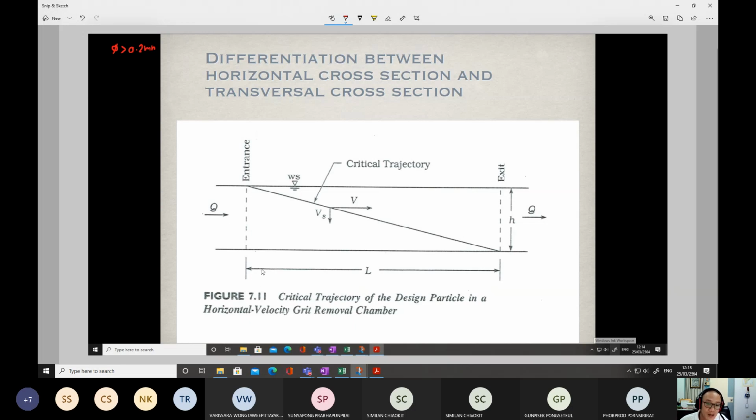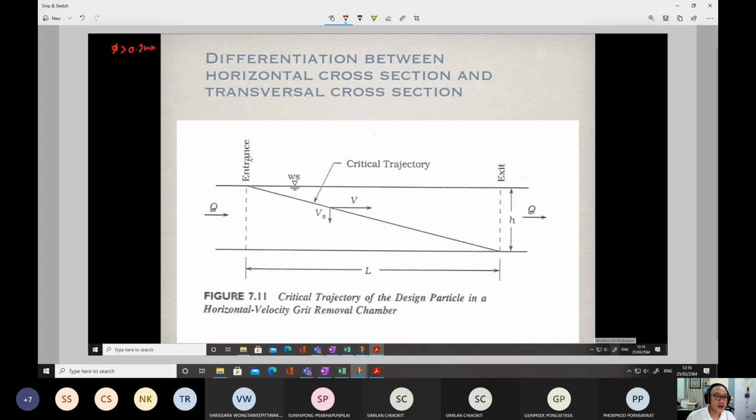This is the figure showing the settling zone in the conventional grit chamber, which occurs in the rectangular chamber. This is the direction of the flow, and one dashed line indicates the entrance to the settling zone, and another dashed line indicates the exit from the settling zone. So the settling zone is only here. Okay, this is the settling zone.